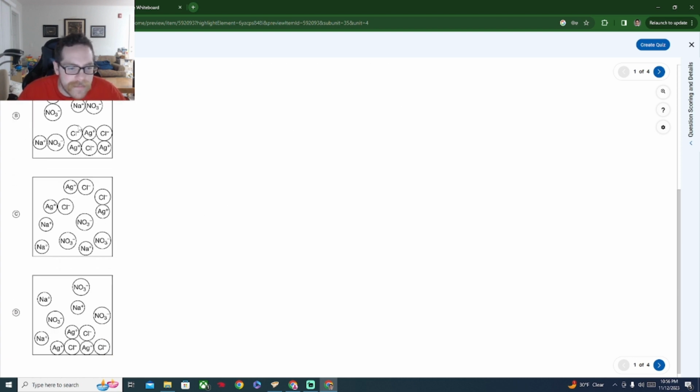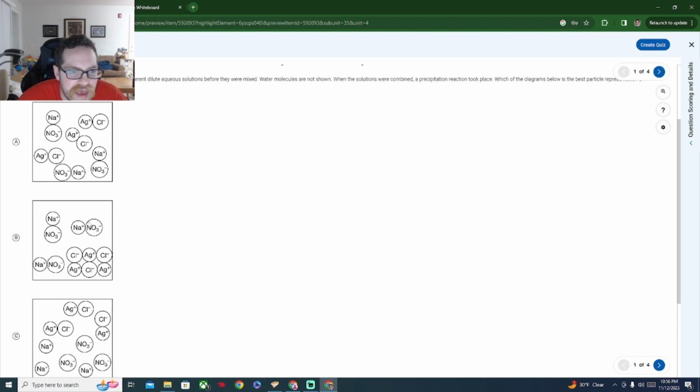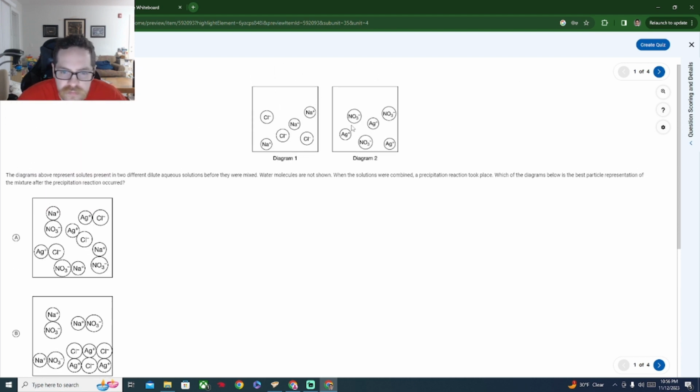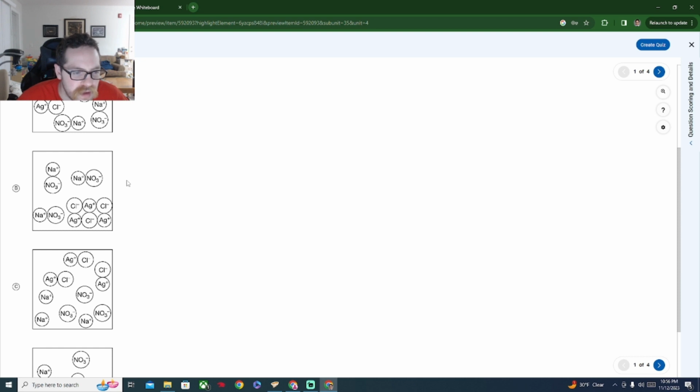The answer is going to be B. Right, we know that it is silver chloride that reacted, and we have NaNO3. First off, we have 1, 2, 3 Nas, 1, 2, 3 Cls, 1, 2, 3 Ags, 1, 2, 3 NO3s. This picture at least indicates that we have the same amount of each, equal molarities, equal amounts. When they mix, here we have 1, 2, 3 Cls, 1, 2, 3 Ags, and 3 combinations of these.